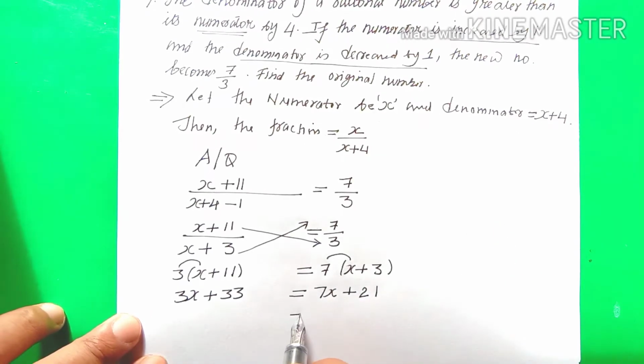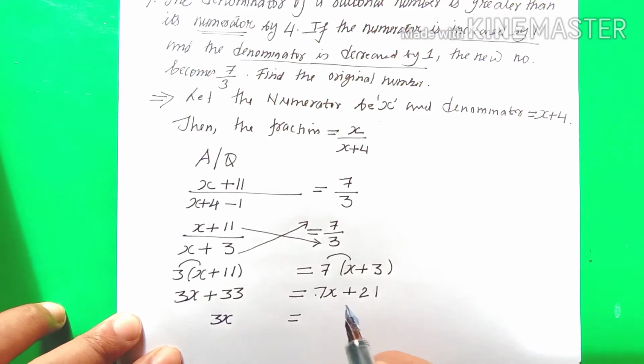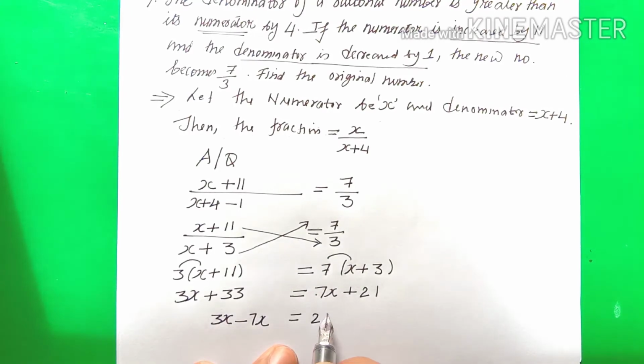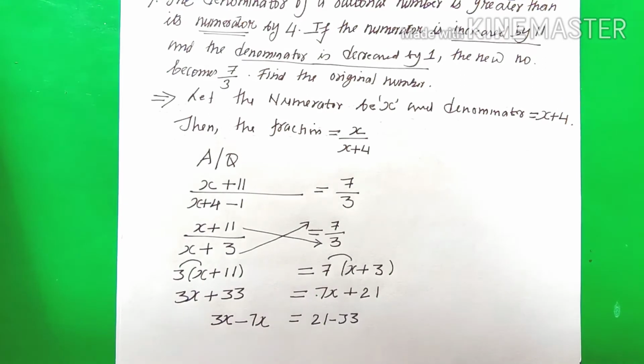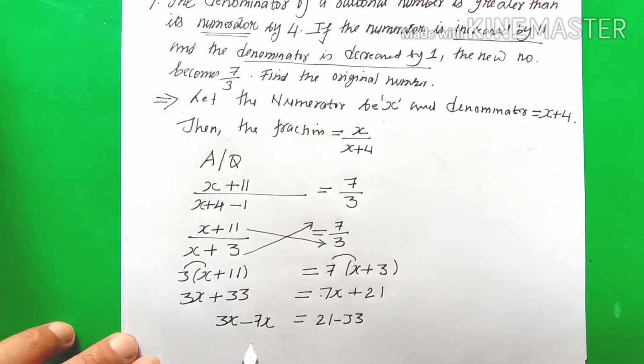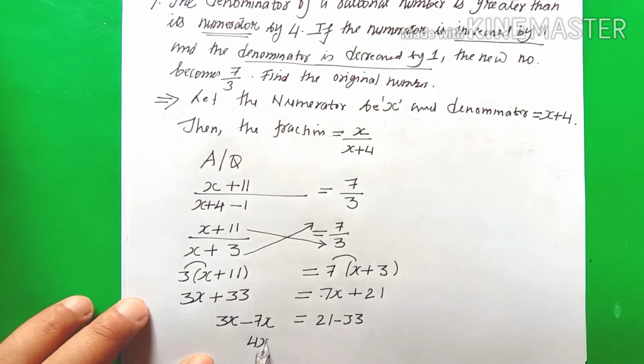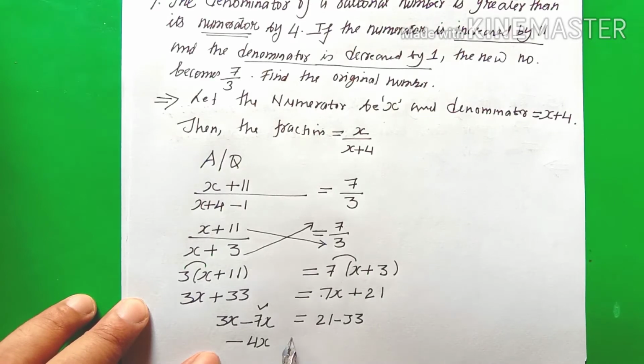Now one must collect the like terms: all the variables bring to the left hand side. So plus will become minus 7x. Now the numbers we take to the right side, so this will become minus 33. Then we can see here 7x minus 3x equals 4x, but the sign will be negative because 7 is greater and it has a minus sign. Likewise on the right hand side, 33 minus 21: 3 minus 1 will be 2, 3 minus 2 will be 1, but the sign will be minus. So minus minus we can cancel.